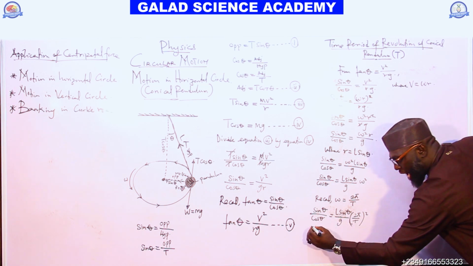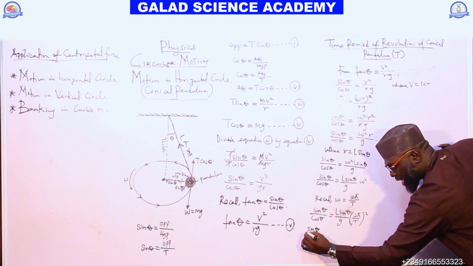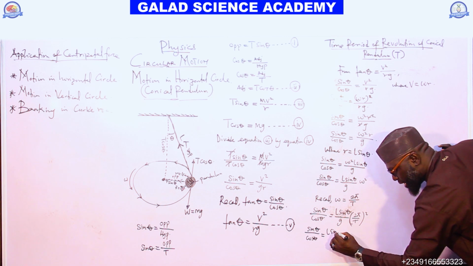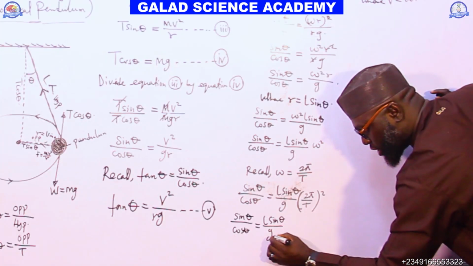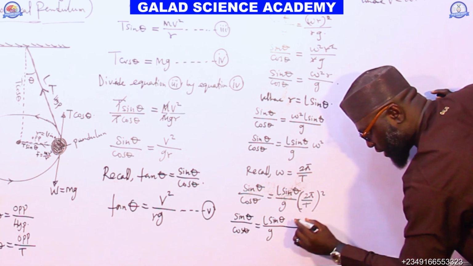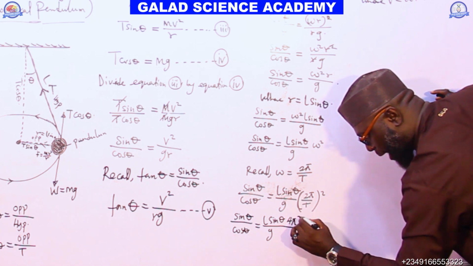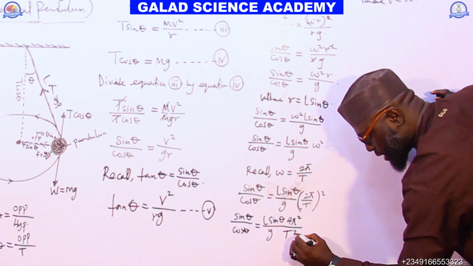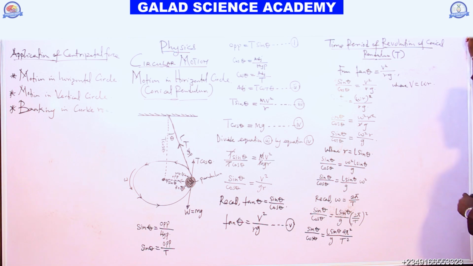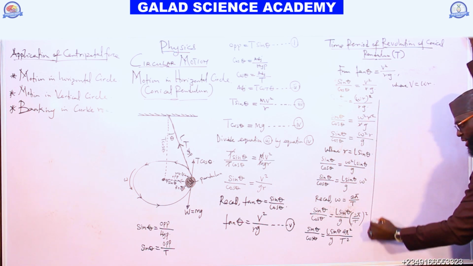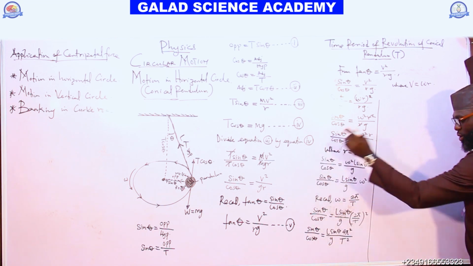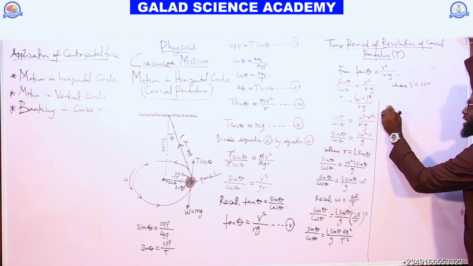Where you will now have sine theta over cos theta equal to m sine theta g. So this one now gives us 4 pi squared T squared. Let us cross multiply. By crossing multiply, we have this will go here. We have g.